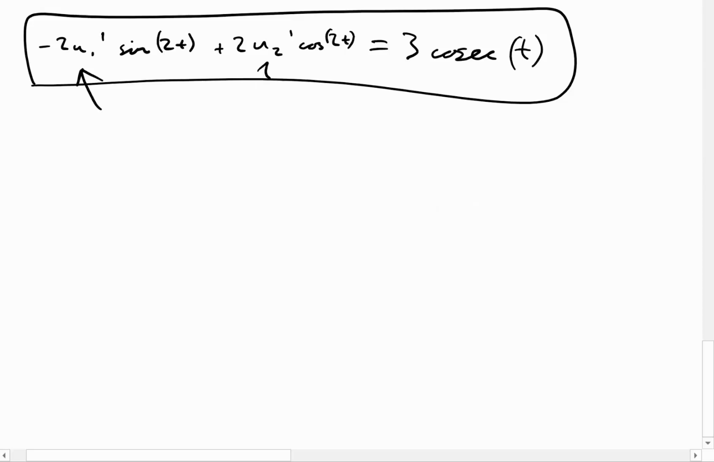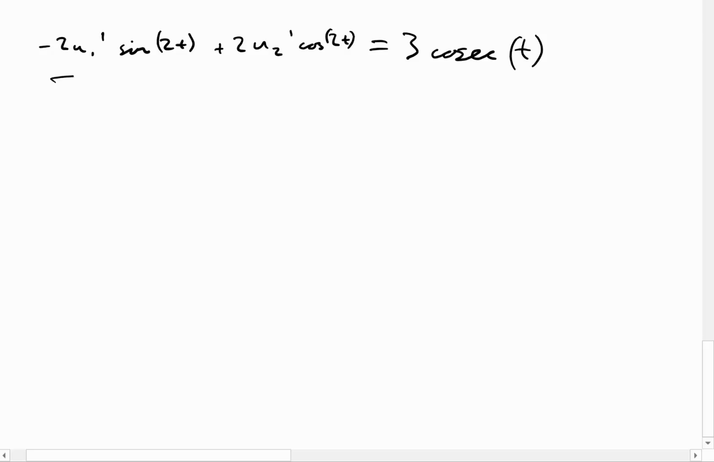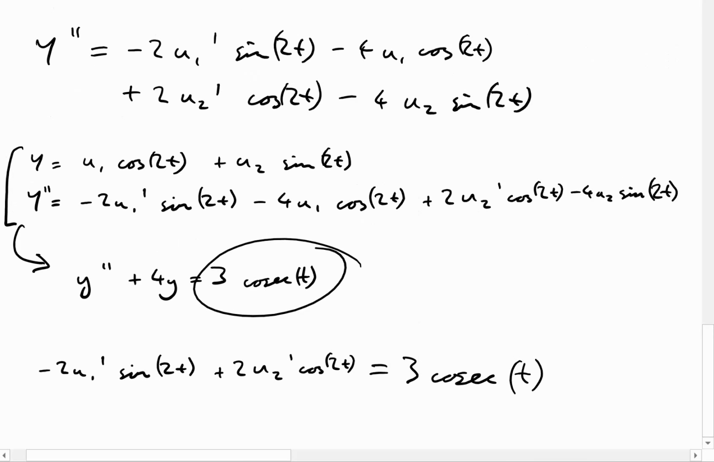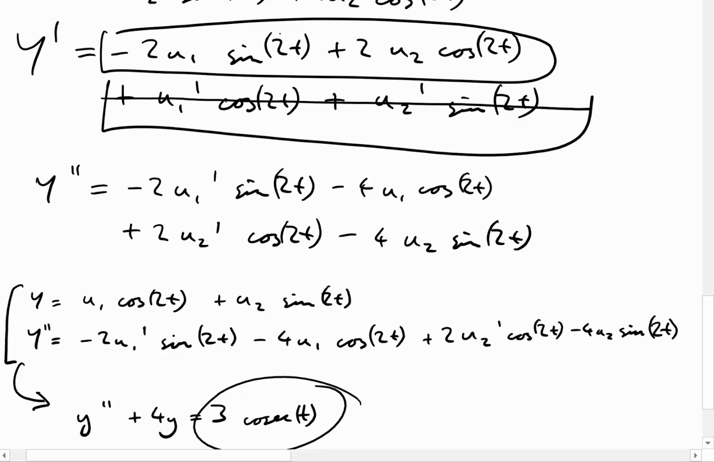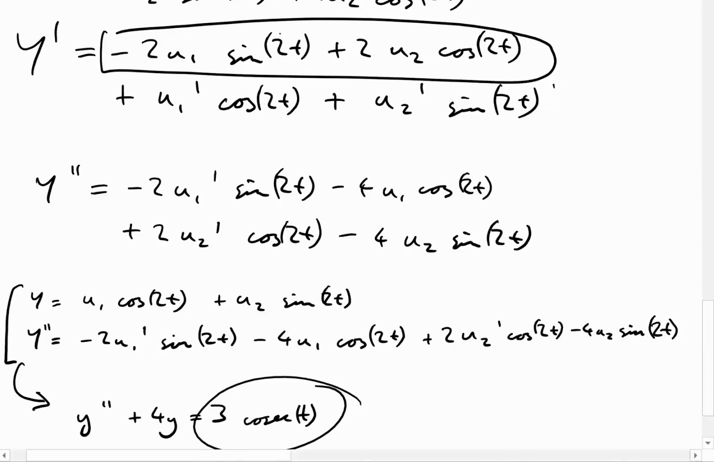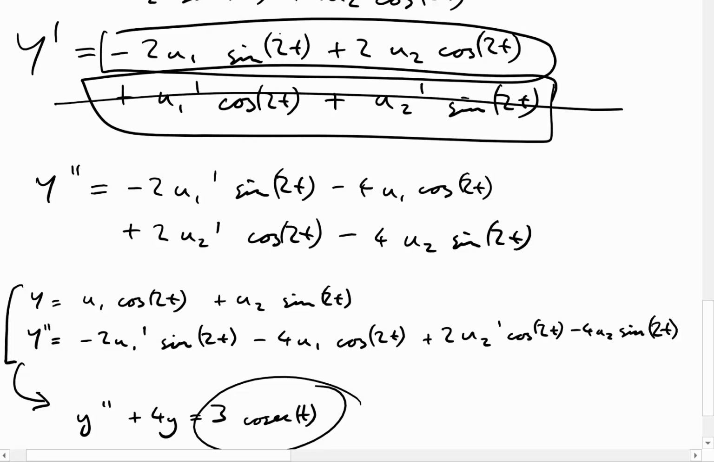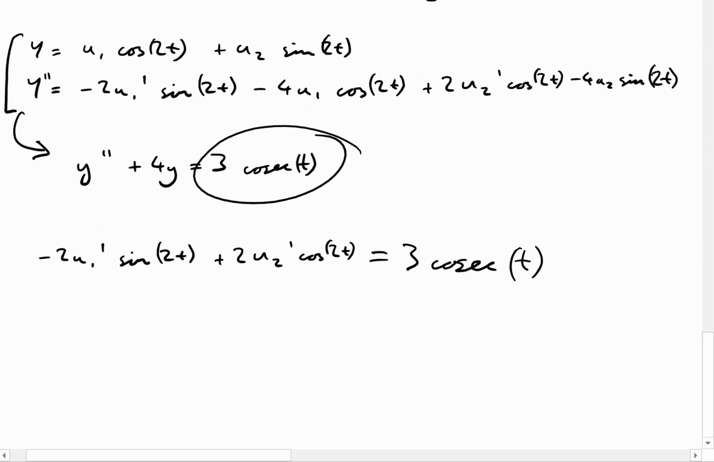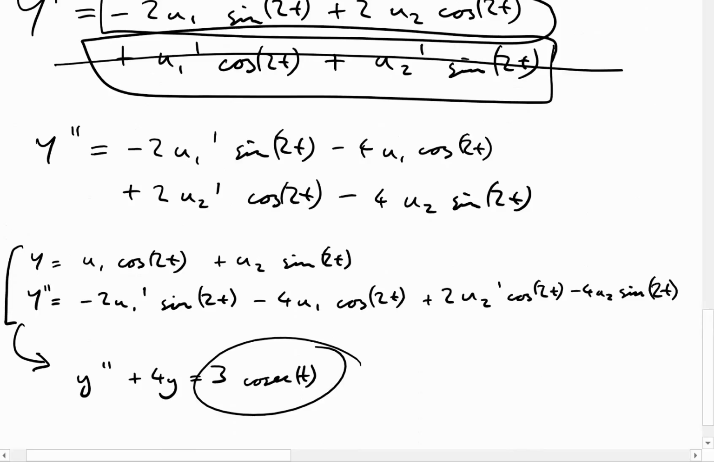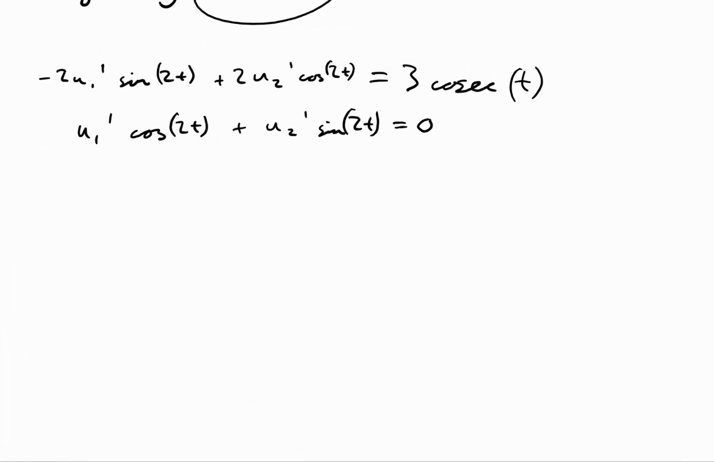It's exactly the same thing here. I've got u1 and u2, so I need to introduce another condition. The condition that we imposed, I actually used up here. I was a little bit naughty, but that's purely because I was a bit lazy and couldn't be bothered to write out all of the differentiation. The condition I imposed was that u1 dash cos 2t plus u2 dash sine 2t was equal to 0. That's the reason why I imposed this other condition.